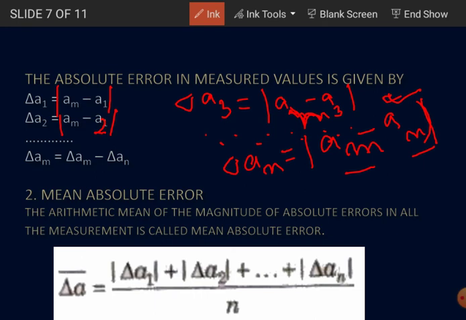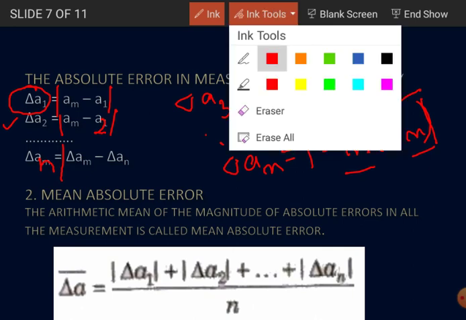Then we know what absolute error is. Absolute error is nothing but the difference of the true value and the measured value. We call that difference the absolute error. Now let's go to the next one, which is also known as mean absolute error. Now you have the absolute error in the first measurement, the absolute error in the second measurement, and so on up to the nth measurement. This is a different one, it is not here. This is for all delta. So let me erase it all.